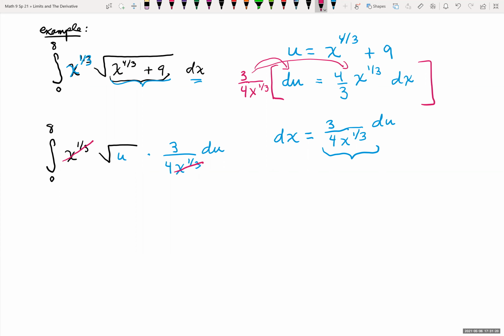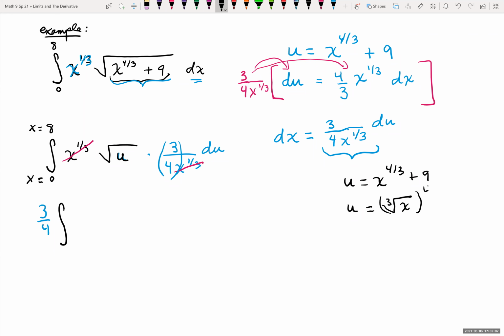okay, this is again where I need to change my bounds. And I should have put in here that says x equals 8 because I changed it to u, or this, yeah, I put substitution. So let's go back there and figure out what that is. So we said u was x to the 4/3 plus 9. Or I can rewrite that as a radical, right? That 4/3 power is the same thing as the cubed root of x raised to the 4th plus 9.